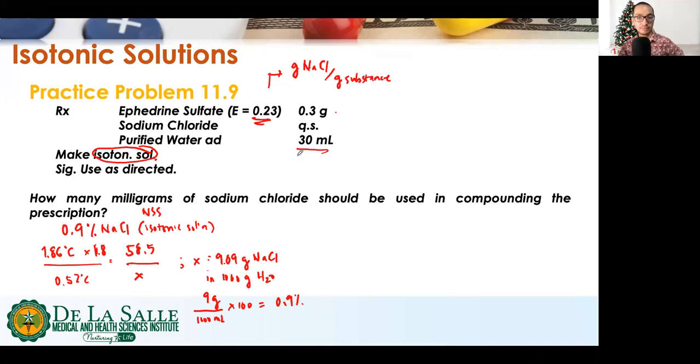Now, because we want to prepare 30 milliliters of an isotonic solution containing ephedrine sulfate, all we have to do is to determine how many grams are supposed to be present in 30 milliliters of the solution. If the isotonic solution is 0.9%, it means 0.9 grams of sodium chloride per 100 ml of the solution times 30 ml of the solution. So 0.9 times 30 divided by 100 will be equal to 0.27 grams.